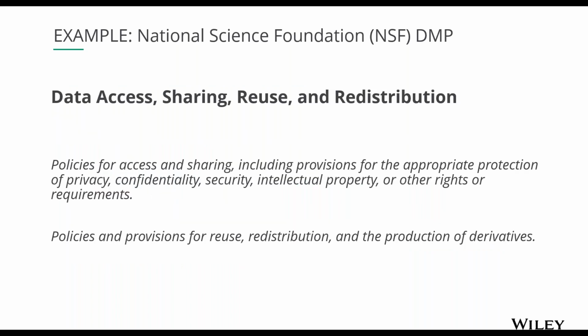And then let's go into data access, sharing, reuse, and redistribution. So this is all the policy stuff I talked about earlier. So you need to write in policies for access and sharing, especially if there's any type of confidentiality or security issues that might be there, or intellectual property rights. You need to include that into your DMP, at least for the NSF. And also, if you have specific policies for reuse and redistribution, especially if you yourself aren't the owner of that data, maybe your institution's the owner of that data, you need to write all of that into your DMP as well.